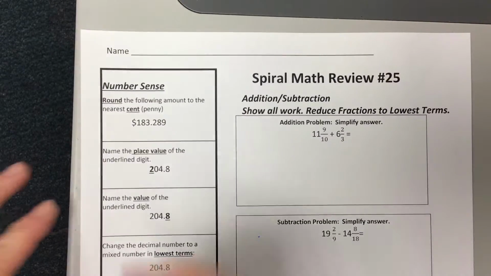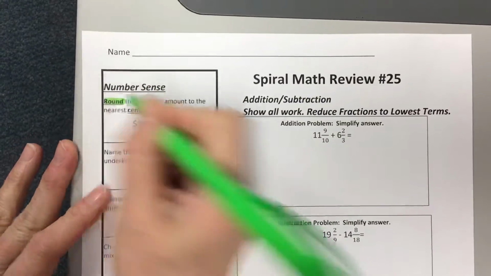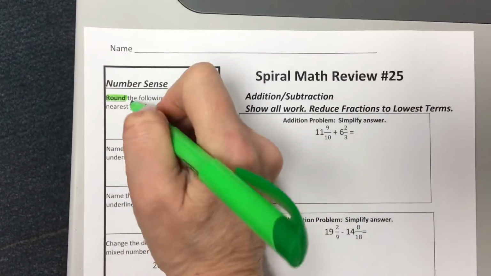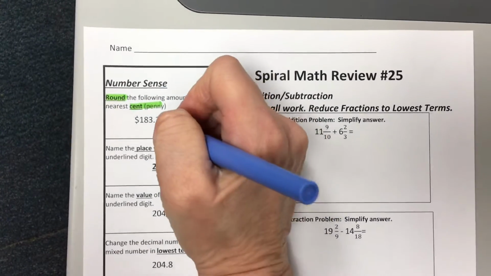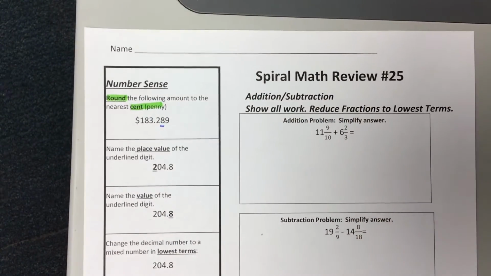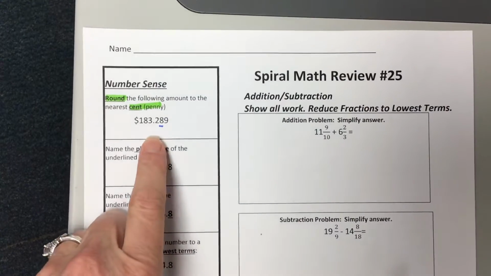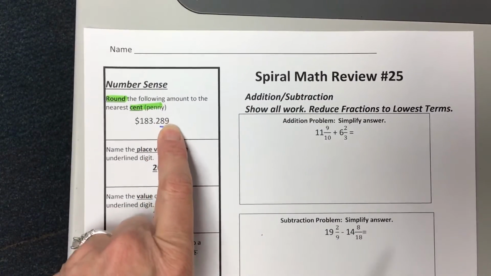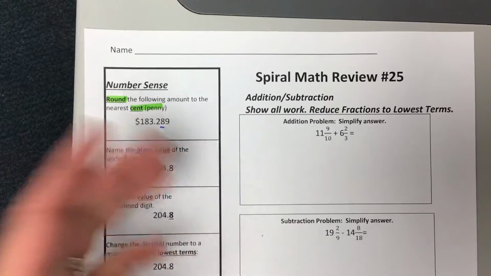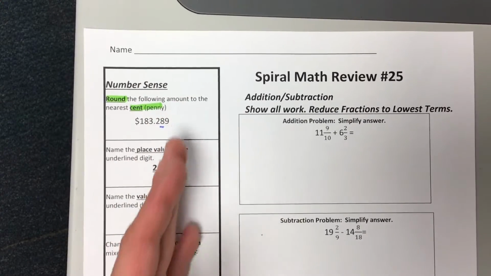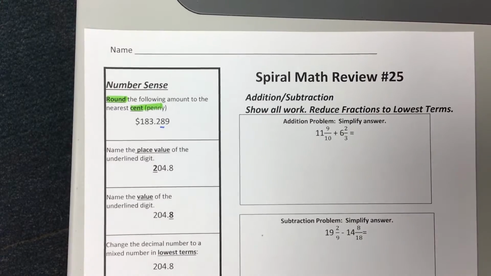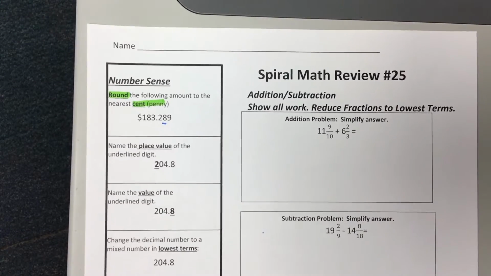In the number sense column on the left, it talks about rounding. When we round to the nearest cent or penny, we know that is the hundredths place that we are rounding to. Remember, when you're rounding decimals, you do not change that to a zero. You have to drop it off after the hundredths place. So in the end, you should only have 2 digits after the decimal point.